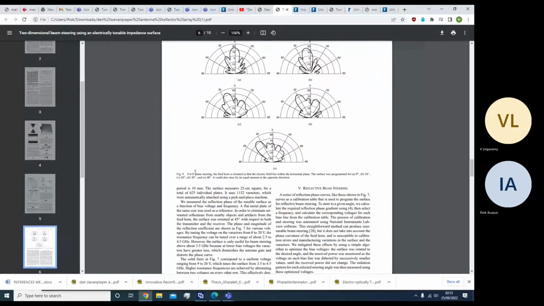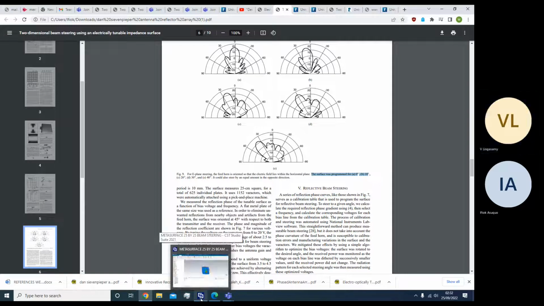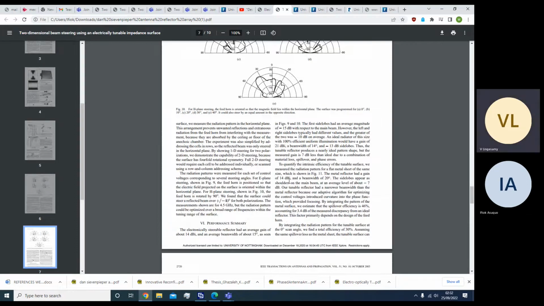Look at here. For E-plane steering, the feed horn is oriented so that the electric field lines are within the horizontal plane. The surface was programmed, can you see? Should I increase it? Yeah. For 0 degrees, this is 0 degrees, 10 degrees, 20 degrees, 40 degrees. It could steer by an equal amount in the opposite direction. Yeah, that is possible. Correct. So what they are saying is, they are showing the results only for one half, basically. But they can do it for the other half also. Same thing. So this is E field. This is H field. Yeah, correct.